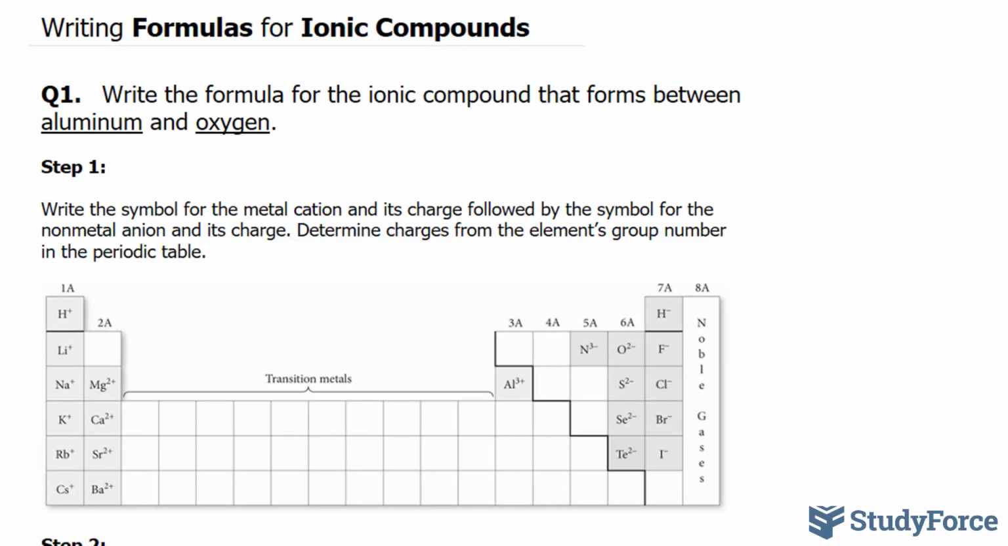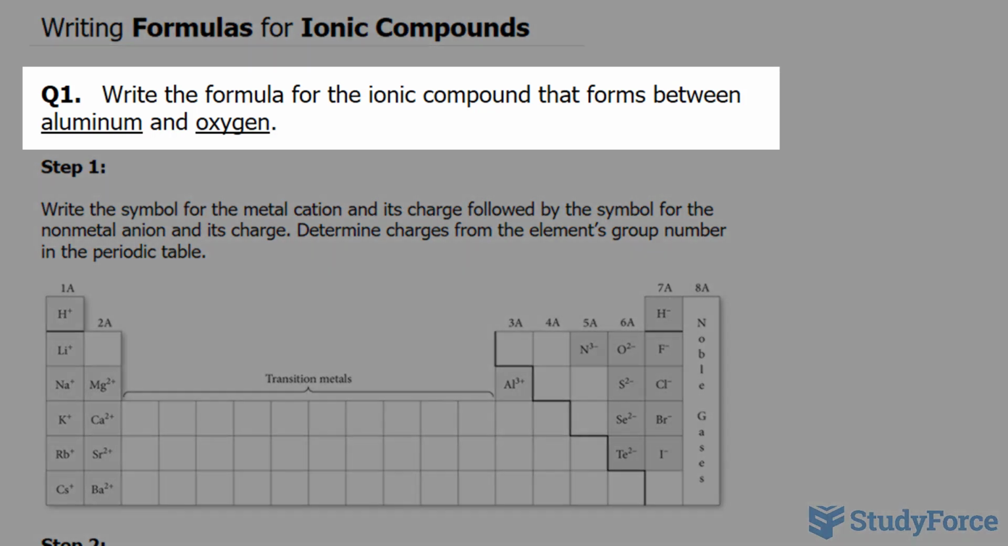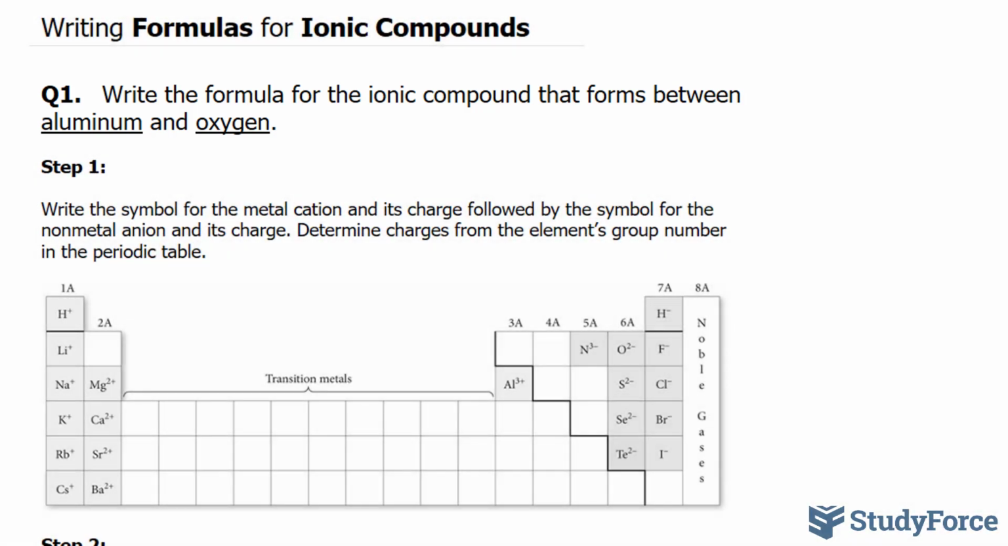In this lesson, I'll show you two examples on how to write formulas for ionic compounds. The first question reads, write the formula for the ionic compound that forms between aluminum and oxygen. I have three simple steps that you can use to do this.